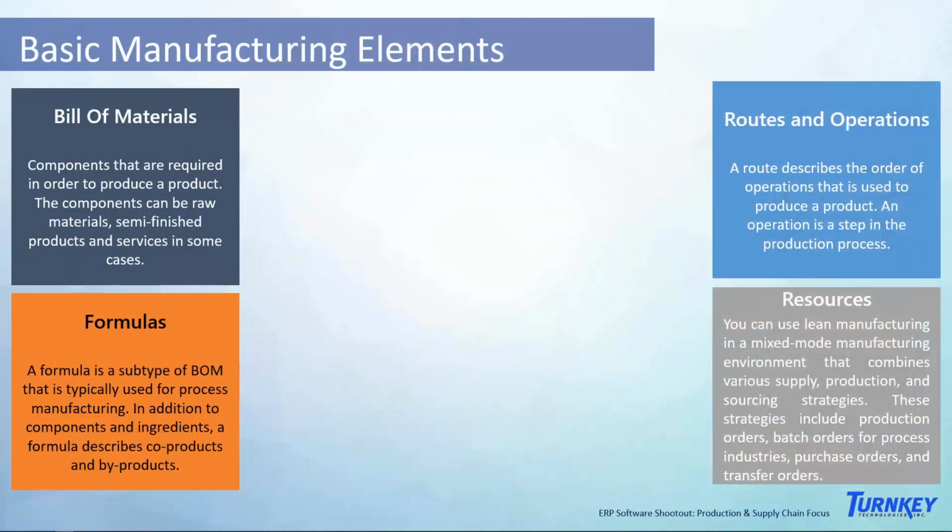Now, in order to understand what we can do with this, with the ERP and understand the outputs, well, as Bill was walking you through, we need to understand the basic elements that we need to have inside the ERP. Bill of materials, routes and operations, formulas in case of process manufacturing, and resources. Resources can be defined as human resources, machines, or even tools. So these are the three different types of things.